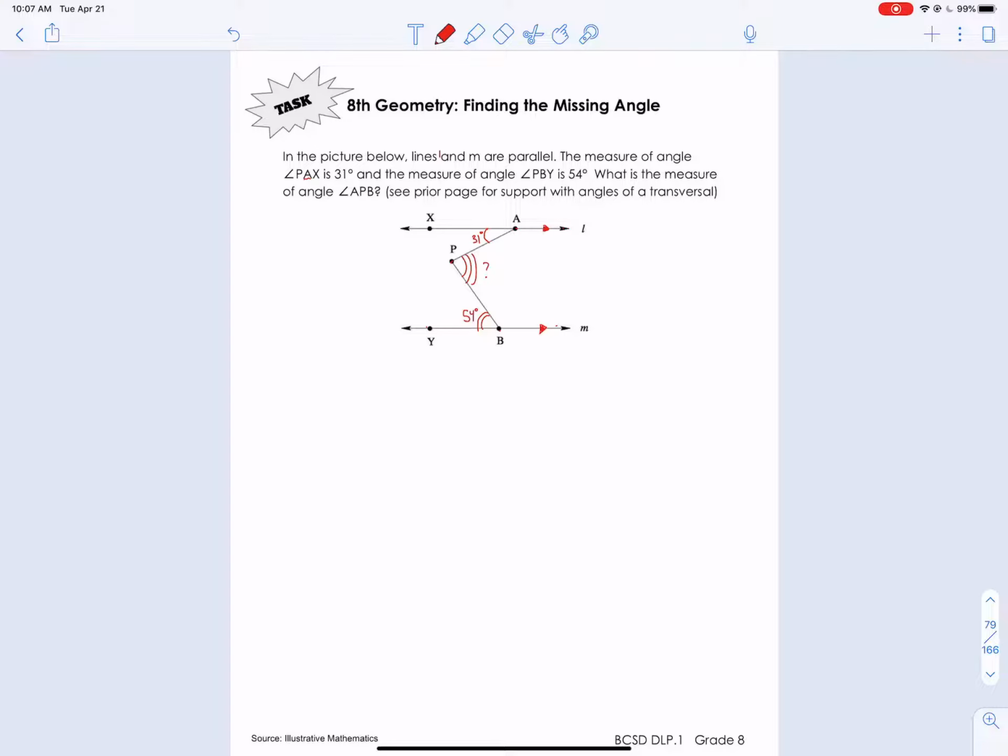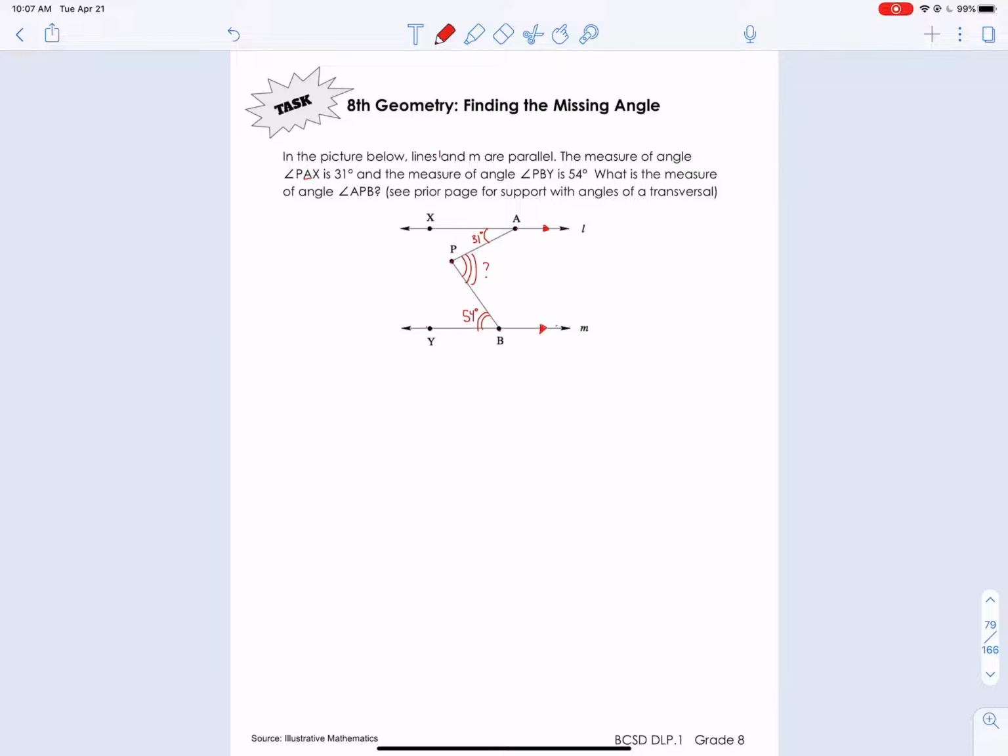This problem is definitely one that we would find at the very end of our unit on parallel lines and transversals. So it's a very in-depth problem, and I wouldn't expect anybody to really have this mastered, even if we did have class. This is a pretty complex problem.